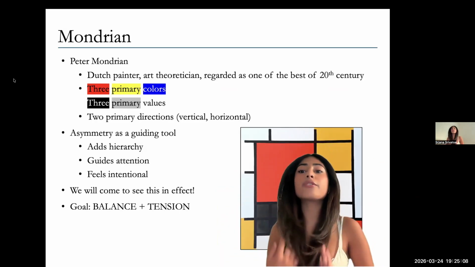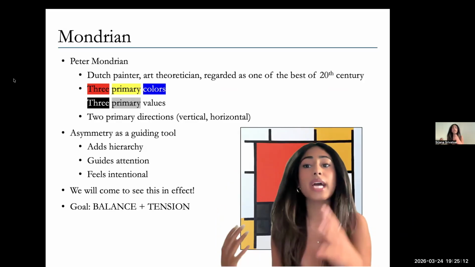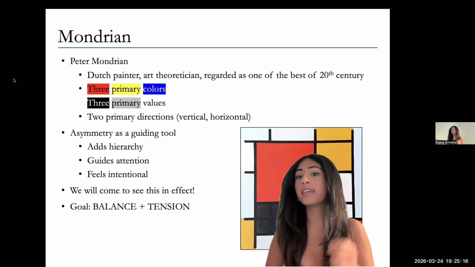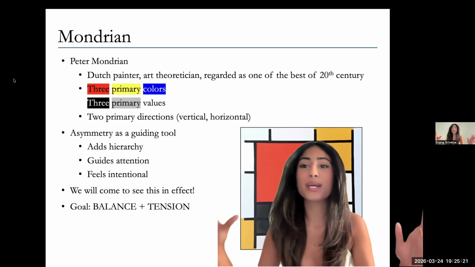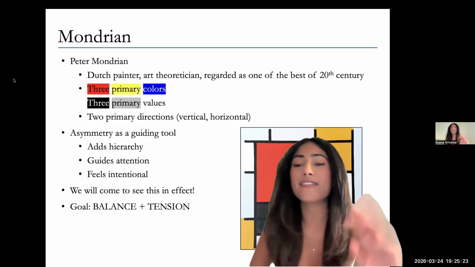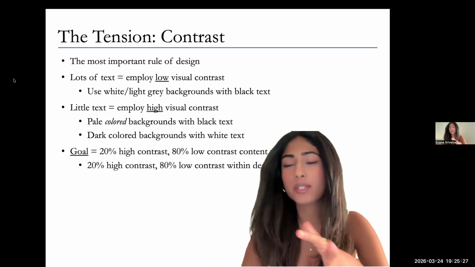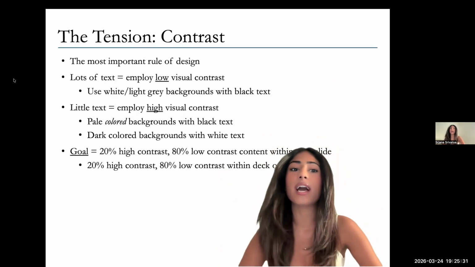But instead of having everything be perfectly balanced, you want to have balance, but also tension. And so he used asymmetry as a guiding tool to add hierarchy, to draw attention, to feel intentional. And we'll look at more of this in effect, but just look at the Mondrian art style and reference it later on. So what is this tension I'm talking about? It is contrast, and contrast is the most important rule of design.